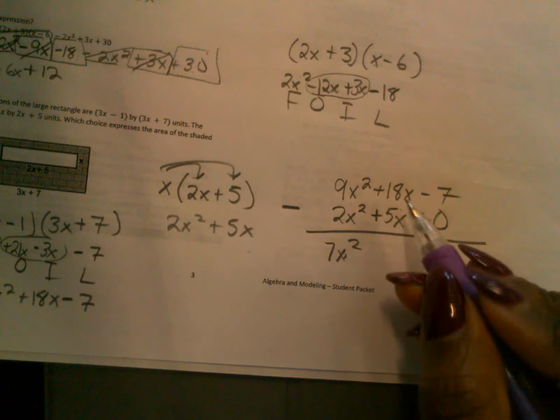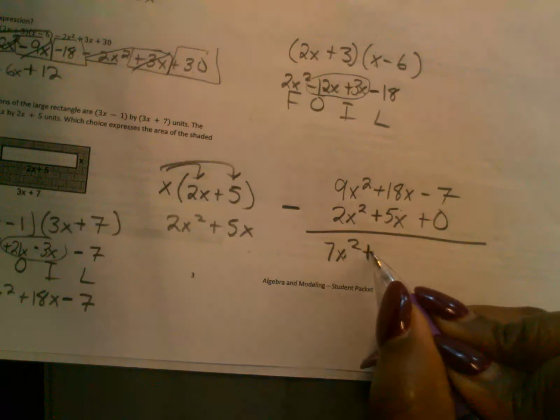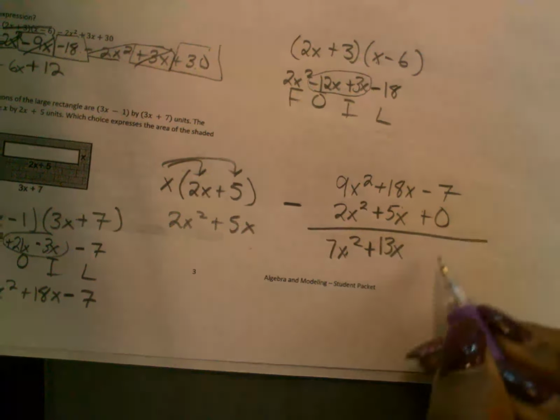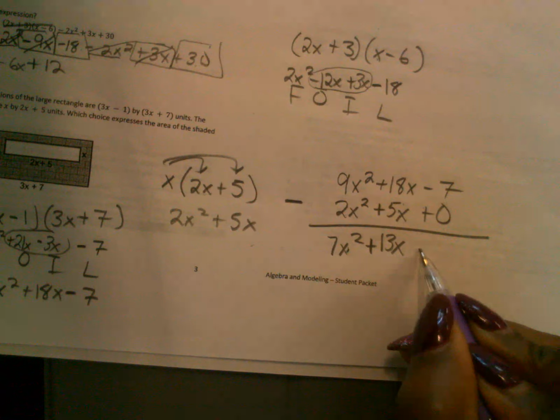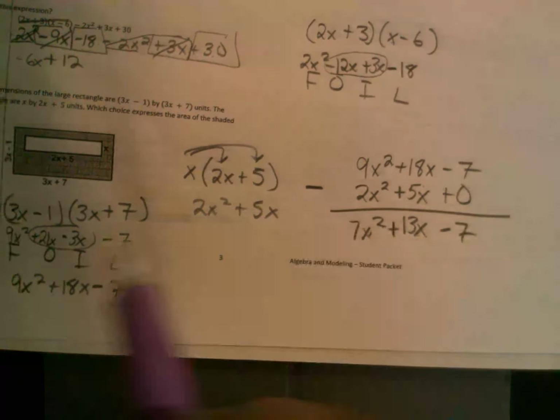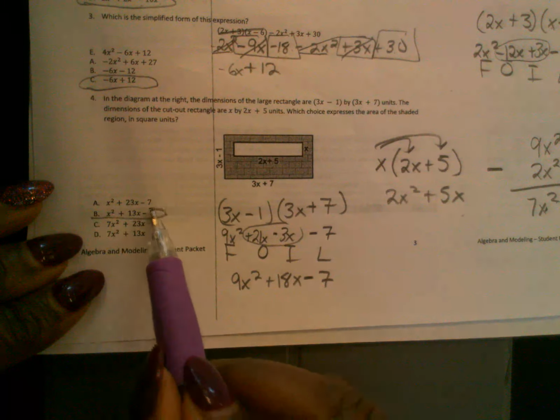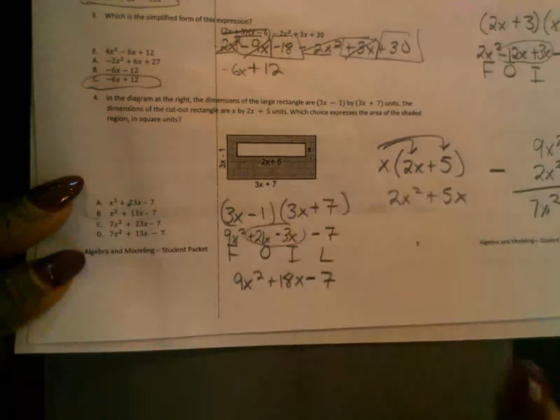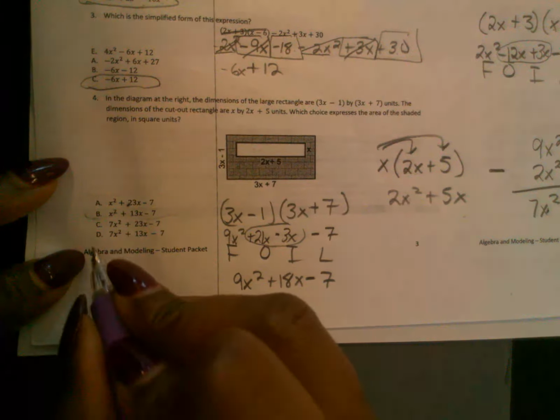We subtract, this gives us a positive 13x. And when we subtract, this gives us a negative 7. All right, so we got 7x squared plus 13x in the middle, minus 7. That's this B. Okay, no, it's not B. Messed up on that one. It's D. Okay. All right, so this last one, the values of A, B, and C are given.